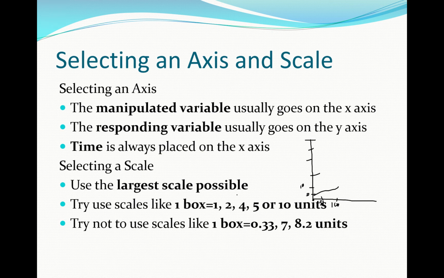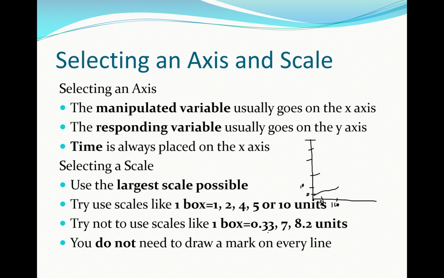But what we want to avoid is scales like 0.337 or 8.2, right? What's a quarter of 8.2? Well, you might have to use a calculator to think about what's a quarter of 7, what's a quarter of 0.33, what's half of 0.33. Those aren't good scales to use. And you don't need to draw a mark on every line. So I'll use the graph paper that I just grabbed and go through it.